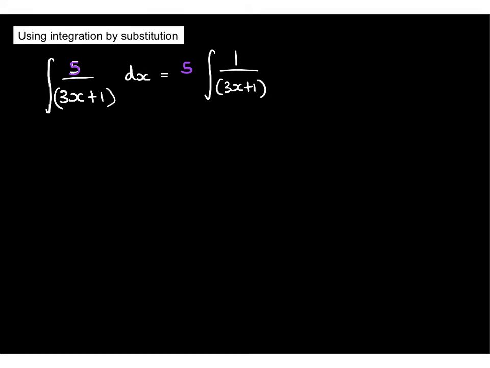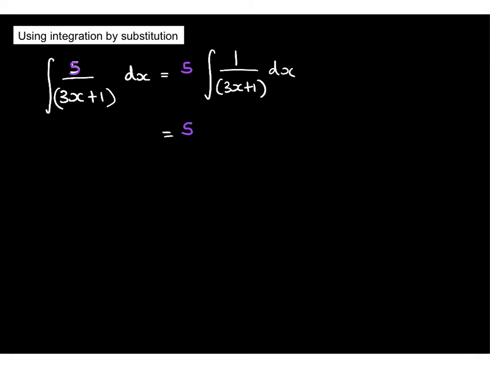Let's have a look at an example and see if we can do this by inspection. So we have the integral of 5 over 3x plus 1 with respect to x. Let's make sure the 5 is pulled out of the integral like that for simplicity. So 1 over 3x plus 1 being integrated. So 5 will be part of the answer.